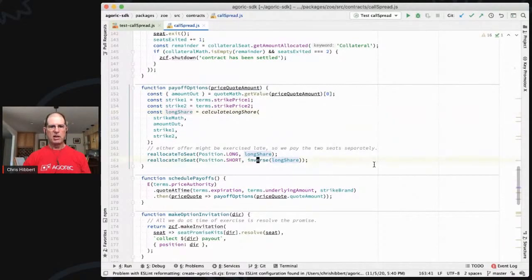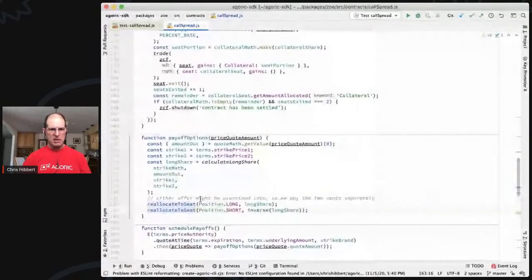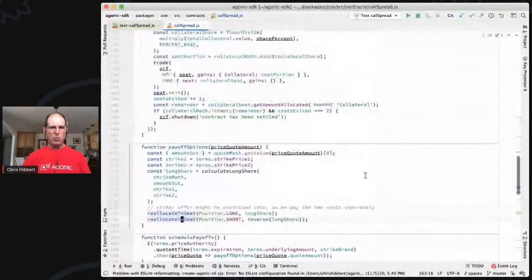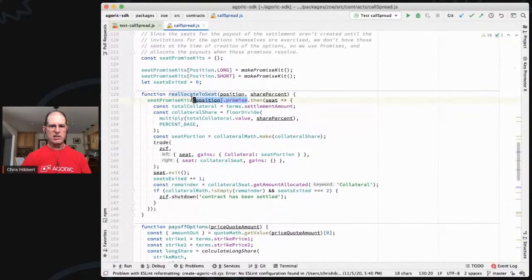Inverse is basically 1 to 100, because inverse assumes that it's a percent, and will just give the short side 100 minus what the long side gets. Then we call reallocate to seat. Remember, all of this is being called after quote at time return to value, but reallocate to seat is called at a time when we can't be sure that the holder of the option has actually exercised yet. So we're going to wait for them to exercise their promise.